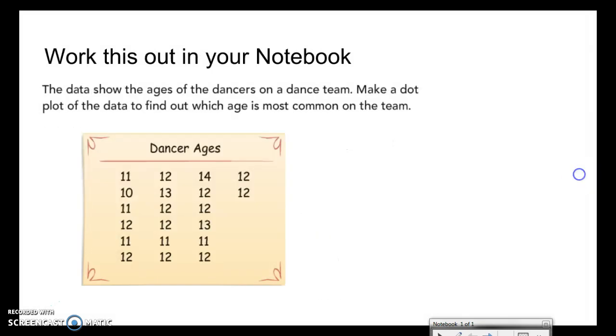I want you to look at this next one and see if you can figure it out by yourself. The data shows the ages of dancers on a dance team. Make a dot plot from the data to find out which age is the most common on the team. So, the first thing you need to do is figure out what these ages are ranging from and create your number line. Then, the amount of answers that you got are going to be your dots. Go ahead and get started. If you get stuck, push play and figure out what the solution is.